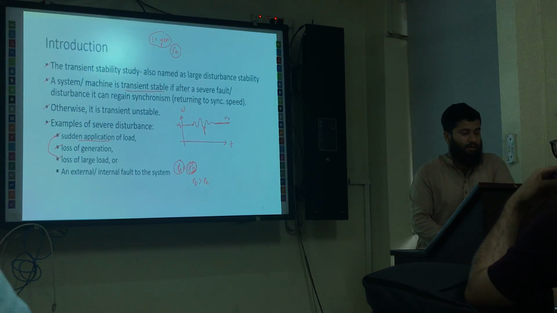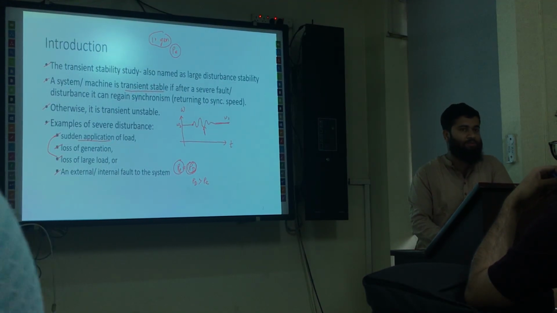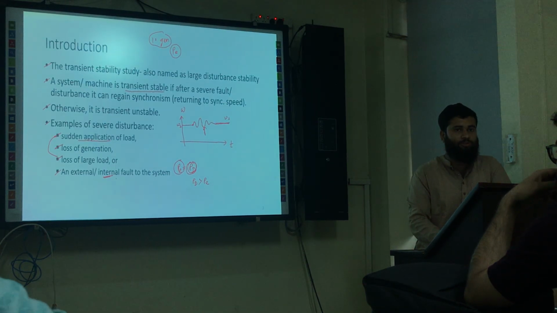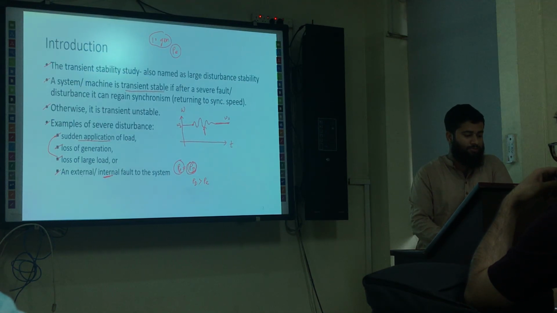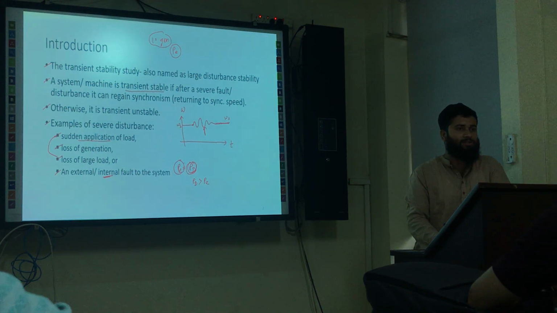And the fourth one is the example of internal and external faults in the system. So what are the external faults? Like the line-to-line fault and the three-phase fault, these types of faults are external faults. And an internal fault means a short circuit fault or insulation failure inside the machine. So if this type of external or internal fault occurs in the system, at that time that can also be treated as a large disturbance.